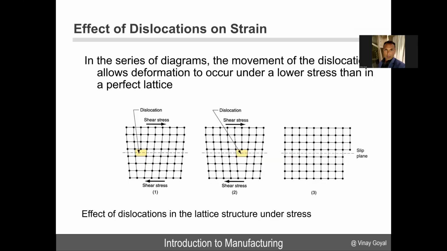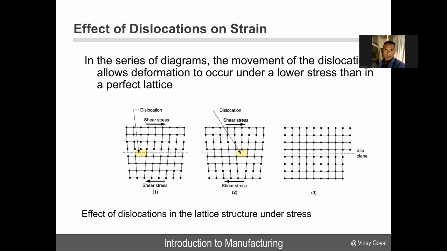The effect of dislocation strains is illustrated here. In this series of diagrams, the movement of the dislocations allows deformation to occur under lower stress than in a perfect lattice. That can occur if you have dislocations, which are an imperfection of a crystal. You could have lower stress required to cause a deformation. Here, what you see is a dislocation, and as a shear stress is applied, that dislocation can move, and you could then eventually cause a slip plane much easier due to that imperfection, because there's an atom missing there, and that can make it easier to cause a slip.